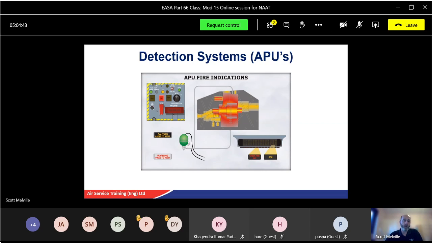APUs also require an external audible sound, so you'll probably hear this as a klaxon, an external horn, to sound in the event of a fire, because the APU is designed to run unattended on the ground for long periods. Okay, so basically it has its own self-contained system separate from the engine side.